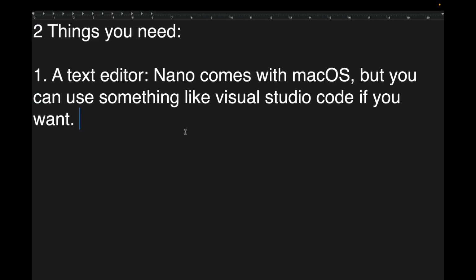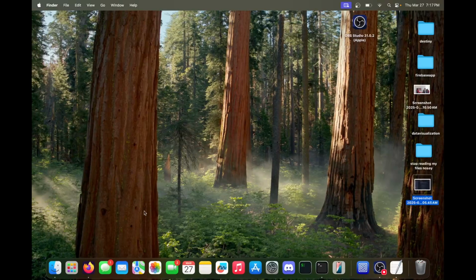The first thing that you need is a text editor that comes with macOS, but you can use something like Visual Studio Code if you want. The second thing that you need is the JDK, or Java Development Kit, or Java Compiler. So this one we can install from the internet. Let's open up a browser.